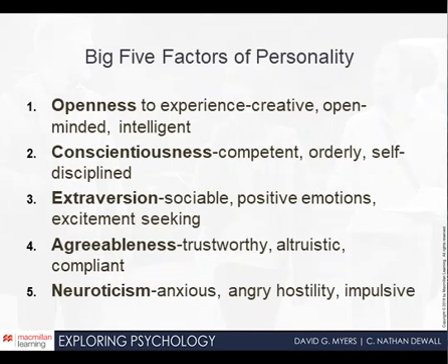Openness to experience: creative, open-minded, and intelligent. Conscientiousness: competent, orderly, self-discipline. Extroversion: sociable, positive emotions, excitement seeking. Agreeableness: trustworthy, altruistic, compliant. And neuroticism: anxious, angry, hostility, and impulsive.